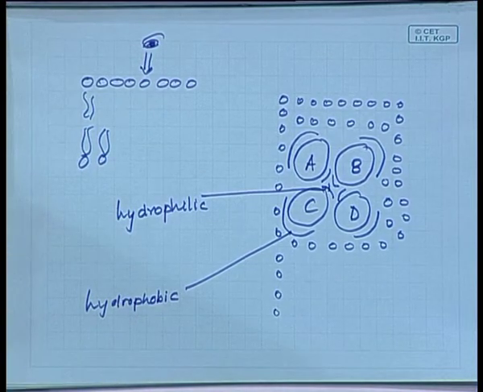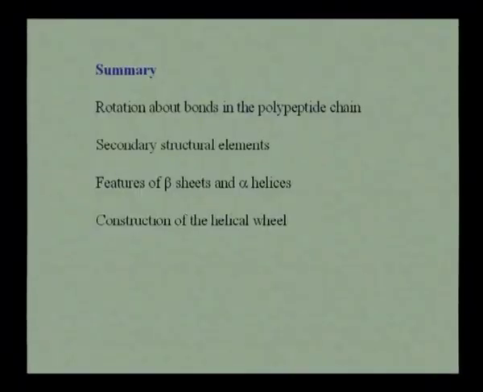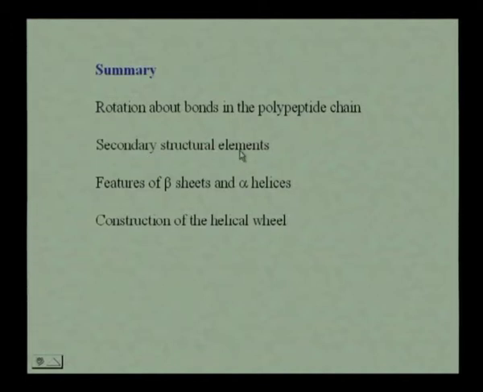So, what we learned today was we have rotations about the bonds in the polypeptide chain that give rise to what? The phi psi angles, and we know that the omega angle is also present in proteins, but we rather have a trans peptide than a cis peptide due to the restricted rotation because of the partial double bond character of the peptide bond.